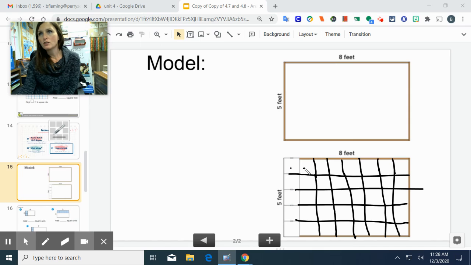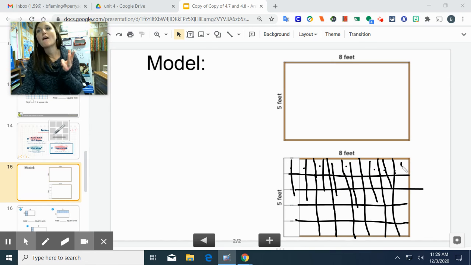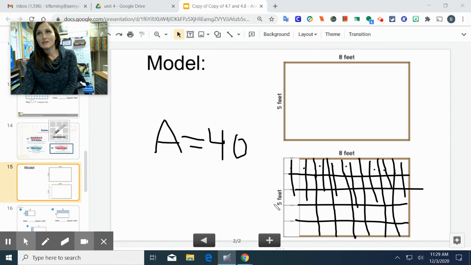But you can do 1, 2, 3, 4, 5, 6, 7, 8. But do I really need to do that? No, because this is counting by fives. So use our helper facts. 5, 10, 15, 20, 25, 30, 35, 40. So the area here would be 40, and this is feet, so square feet.